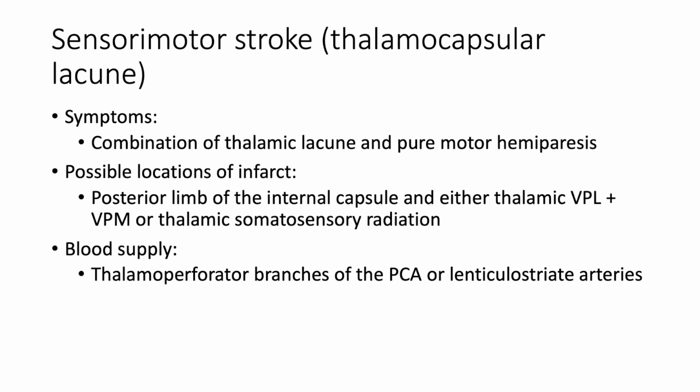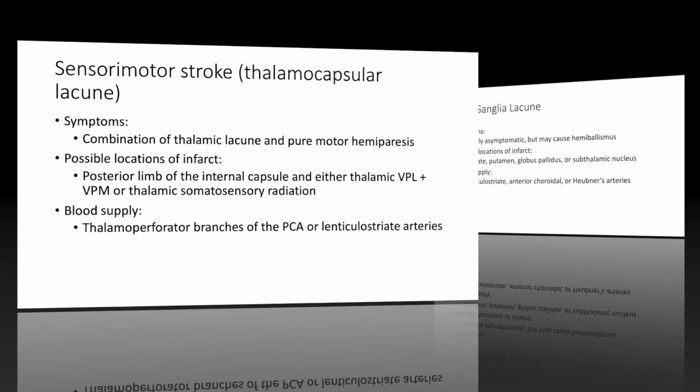As its name suggests, it's a combination of the sensory symptoms from the thalamic lacunes and the motor symptoms from the pure motor hemiparesis, and the possible locations are basically the ones described for those syndromes: the posterior limb of the internal capsule, and either the thalamic VPL and VPM, or thalamic somatosensory radiation. As we talked about, the blood supply would come from the thalamoperforator branches of the PCA, or the lenticulostriate arteries.